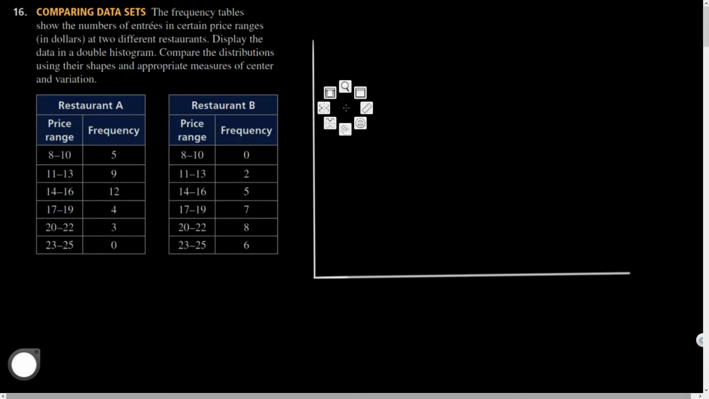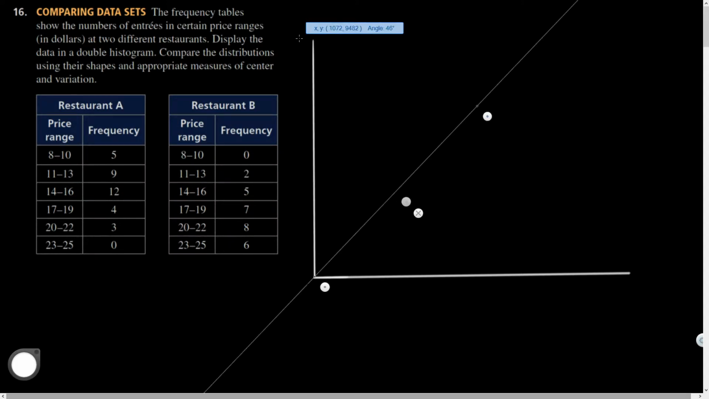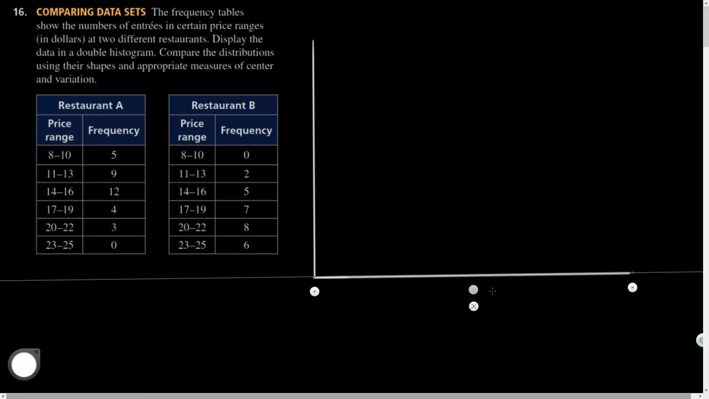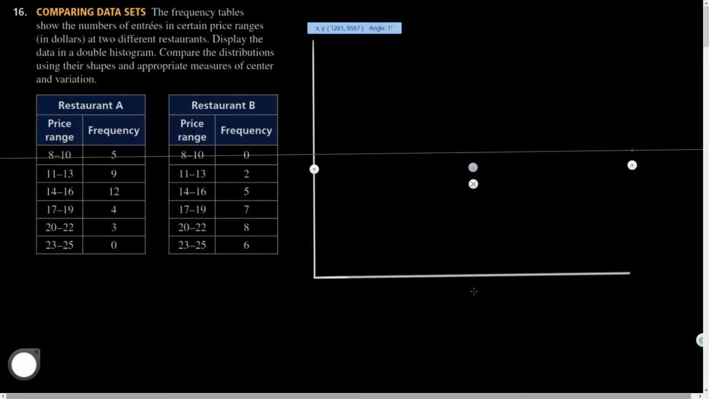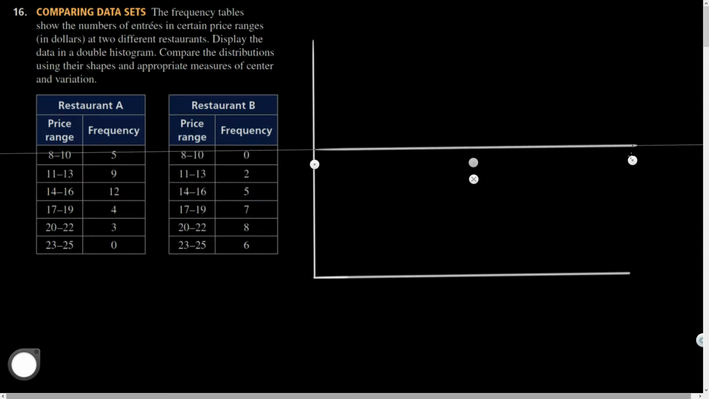So watch this. What I'm going to do, I'm going to draw just another row here. Now there are some slightly different interpretations you could do. So there's restaurant A, and I'll do restaurant B.